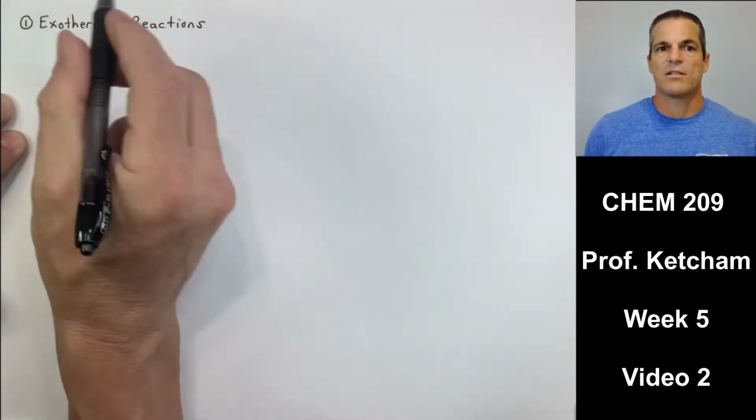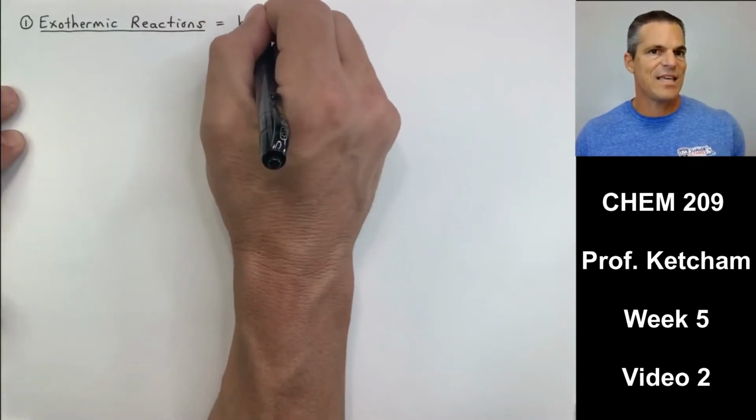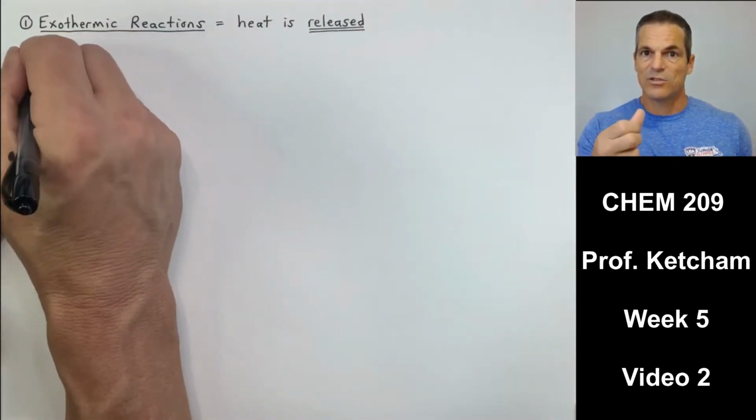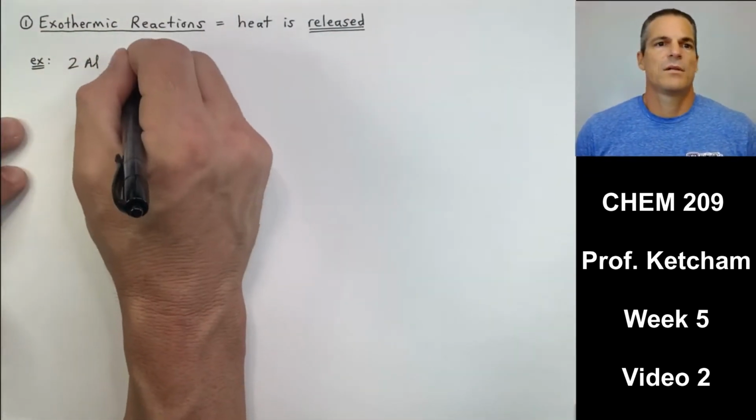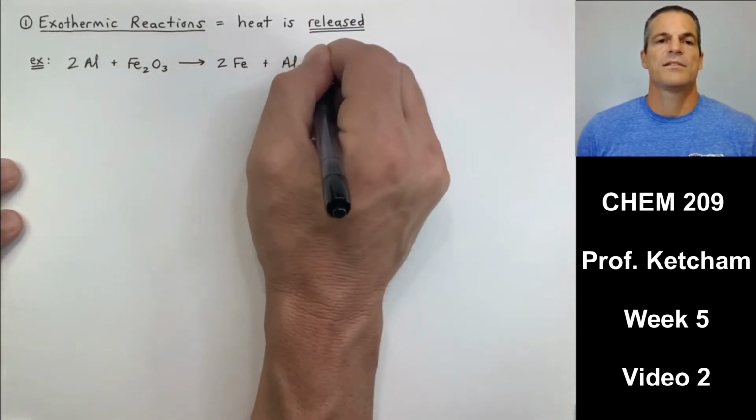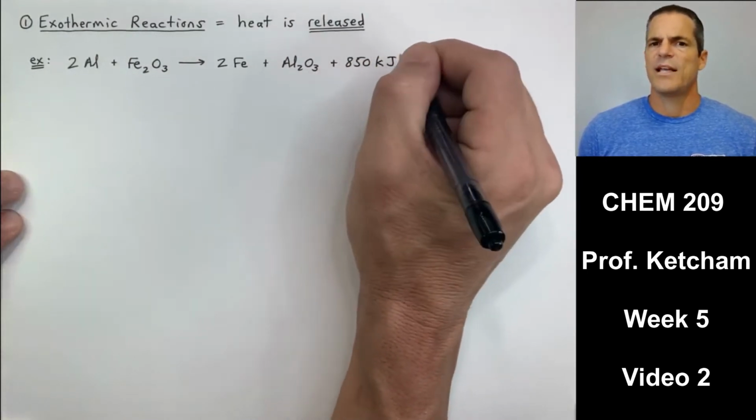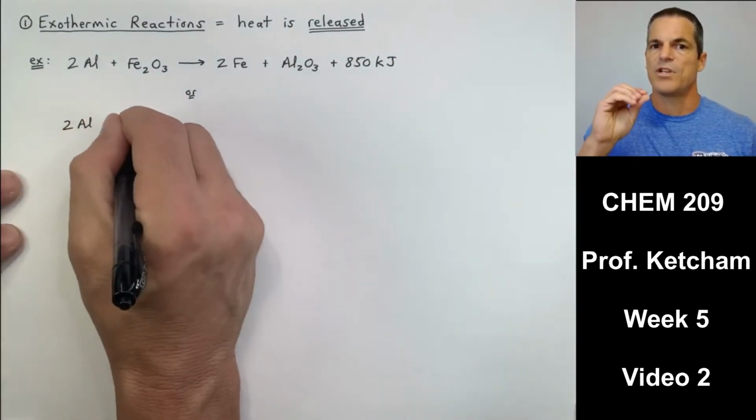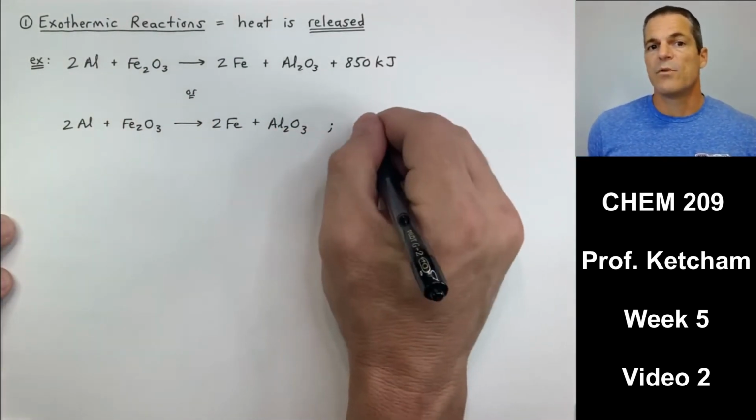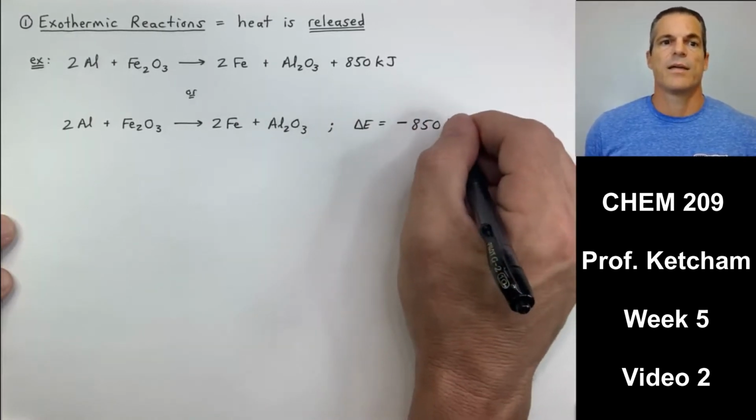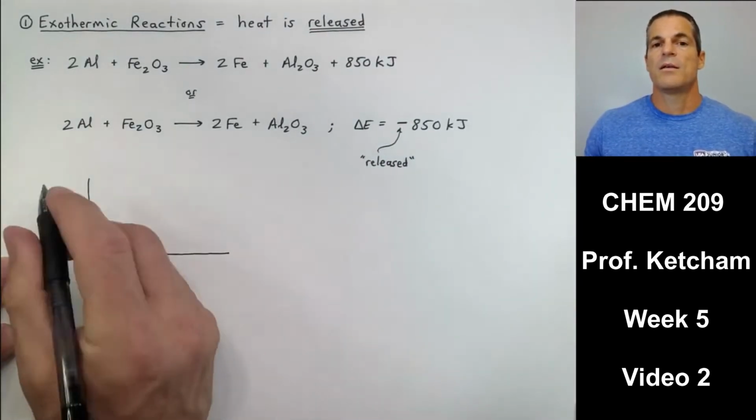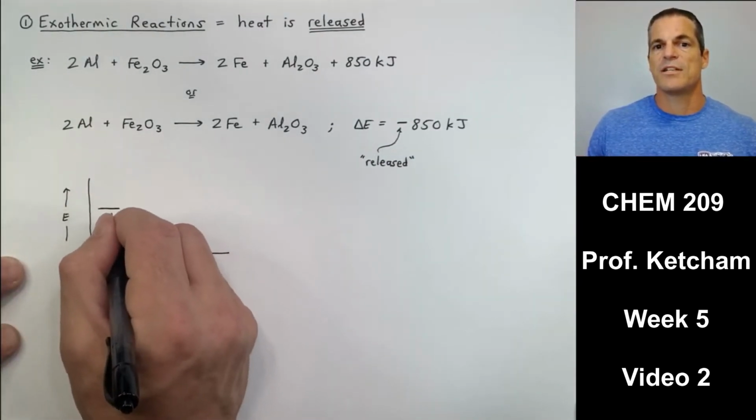So exothermic reactions, they release heat. If they release heat, an exothermic reaction in the test tube is going to feel hot. The test tube gets hot. Here's an example. You got 2 aluminum plus Fe2O3 yields 2 Fe plus Al2O3 plus 850 kilojoules. That's because that's the energy released, right? Kilojoules is energy. Now, the way I usually write it is I just write the balanced equation the second way here. 2Al plus Fe2O3 yields 2Fe plus Al2O3, and then because energy is released, the change in energy is minus 850.